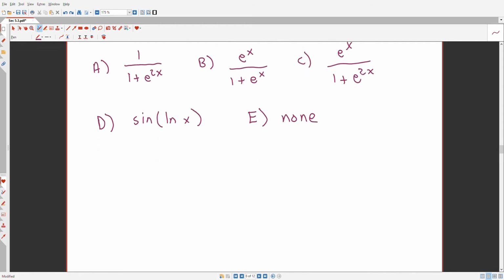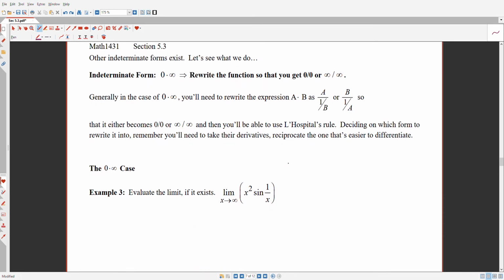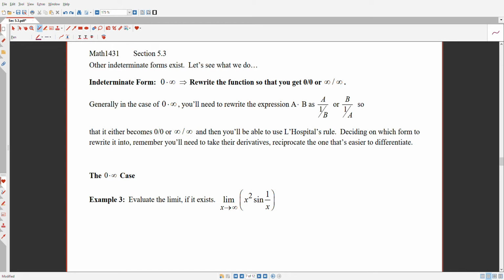All right, let's keep going with L'Hopital's rule. Here's another indeterminate form: 0 times infinity. What if you get a tricky limit that looks like that? By the way, our textbook and our notes like to use the term indeterminate form. That just means tricky. When you plug a number into a limit and you get one of these tricky expressions, if you want to sound like a nerd, you say it's an indeterminate form. You don't know what it is.